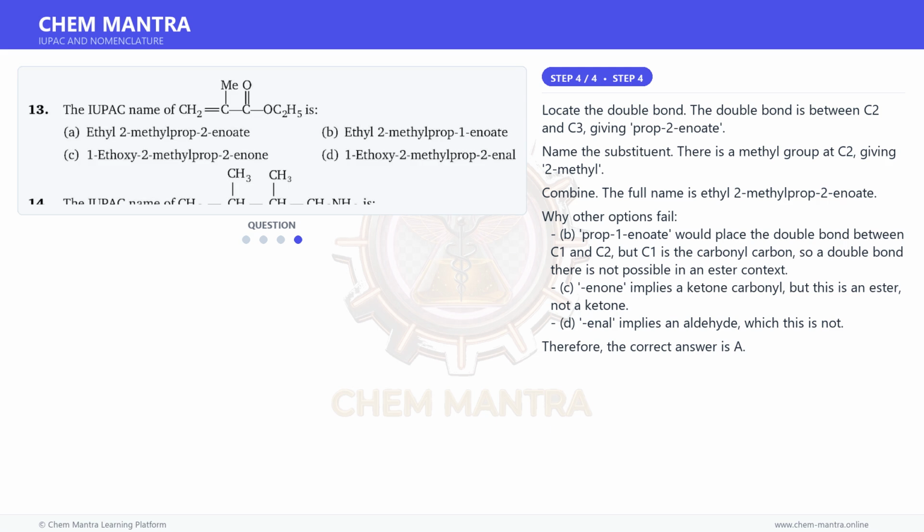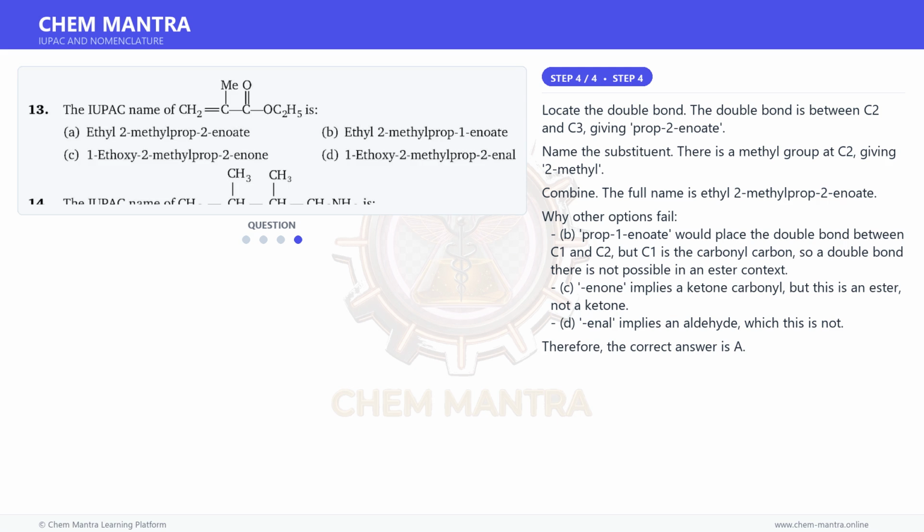Why other options fail? B. Prop-1-enoate would place the double bond between C1 and C2, but C1 is the carbonyl carbon, so a double bond there is not possible in an ester context.